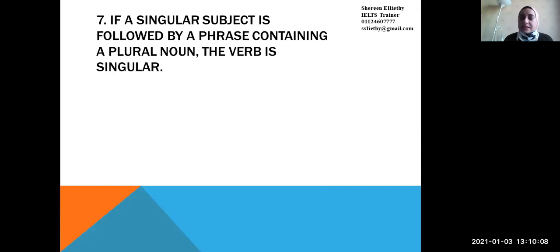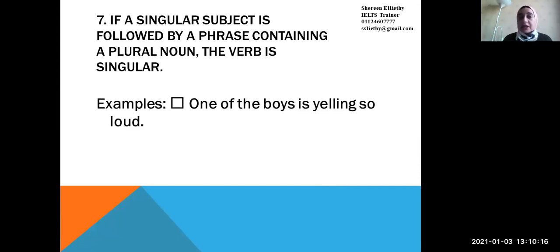singular. What does this mean? Let's read it again. If a singular subject is followed by a phrase containing a plural noun, still the verb is singular. Like this one: one of the boys is yelling so loud. So one is singular, right? But it's followed by a phrase that includes a plural noun. Still, the verb here is singular because you are referring to only one of the boys.